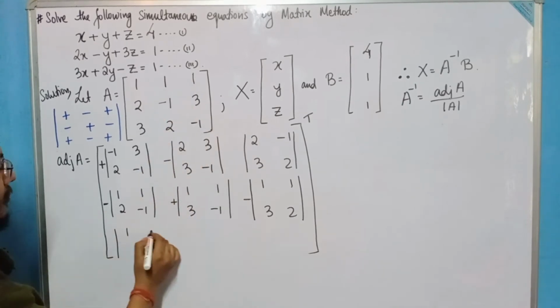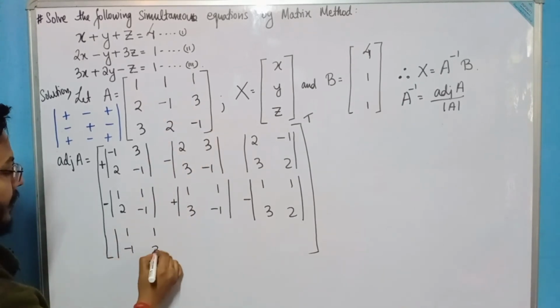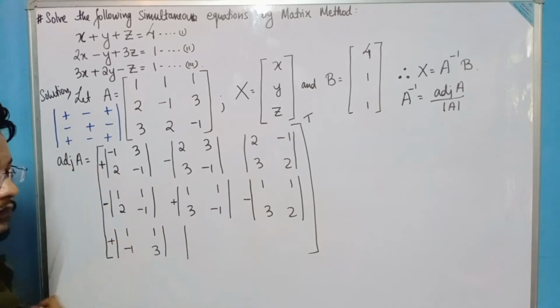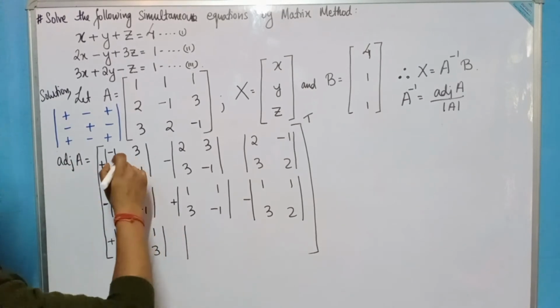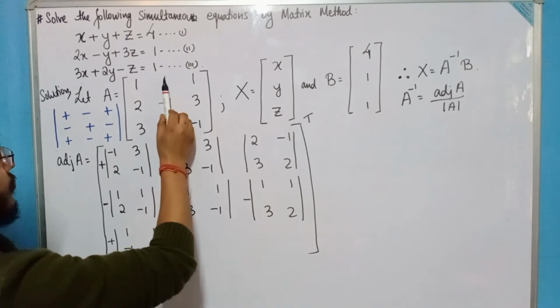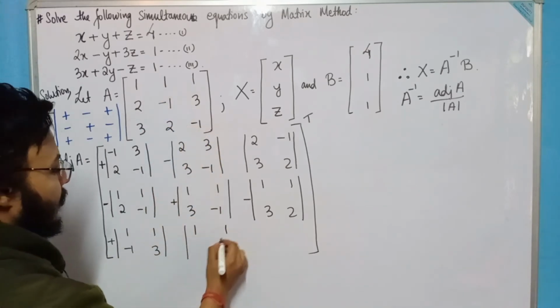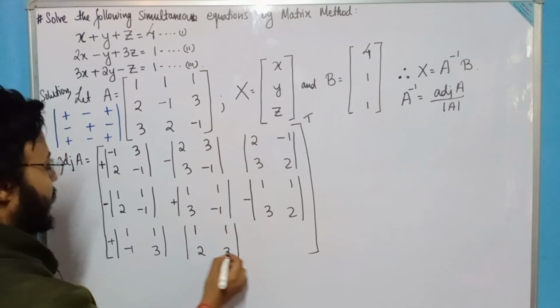So it will be 1, 1, minus 1, 3. Okay, so what is the sign? The sign here is positive. Try to write positive also. Okay, now we will do with the 2, this and this. What you'll see? 1, 1, 2, 3. So it will be 1, 1, 2, 3. So what is the sign convention here?